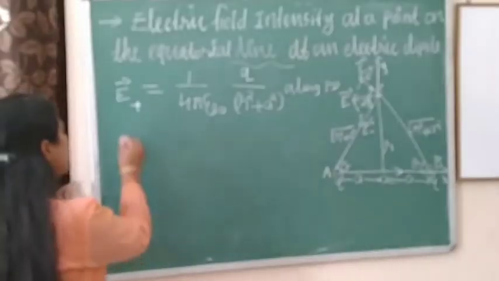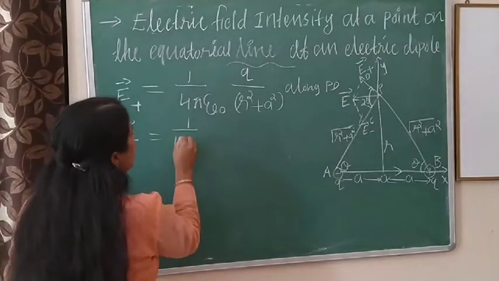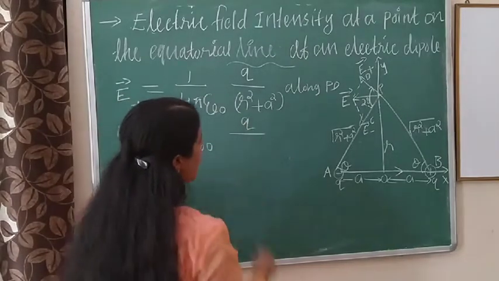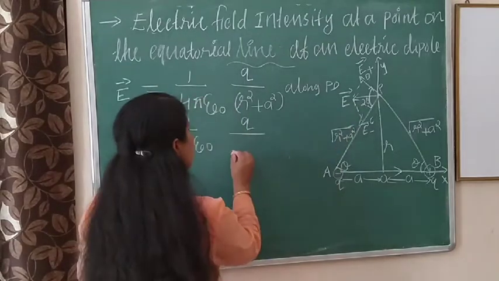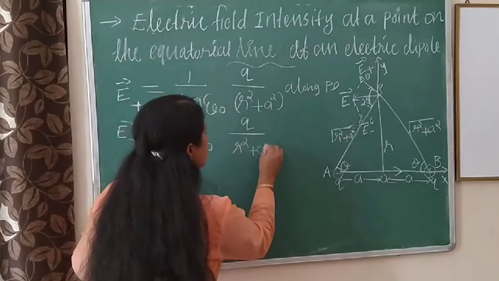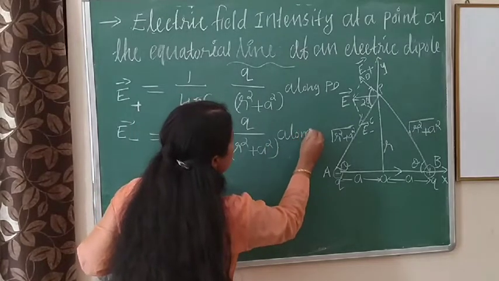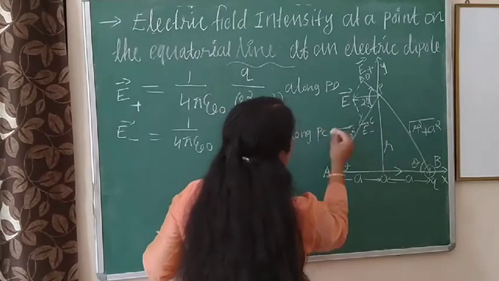Okay. Next one, E minus. Similarly we can write 1 by 4 pi epsilon naught, charge Q divided by this distance. That's also the same, R square plus A square. Along which side? Along PC.